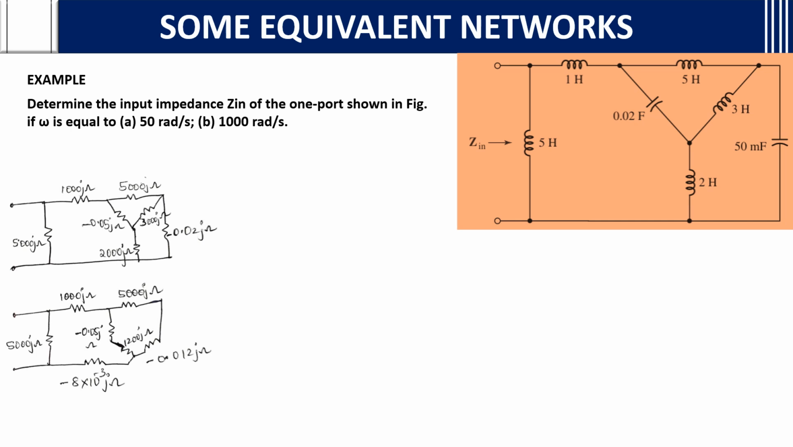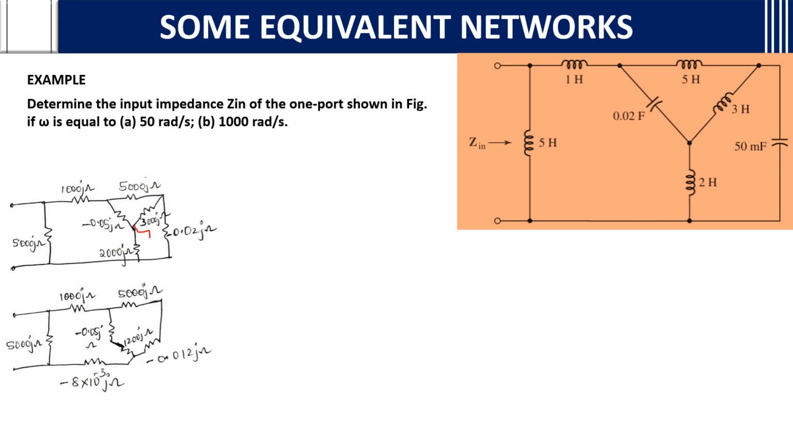Then for the capacitor, what will we do? Minus J by omega C. If you calculate minus J by 1000 into 0.2, then you will get minus 0.05 J ohms. In the same way as we did previously for 50 radians, we will do the same method here. After doing that, you will get the equation. Again, this is in the form of delta. Convert into star. When converting into star, you will get the equation in this form.